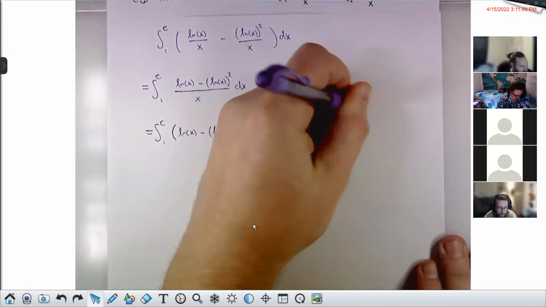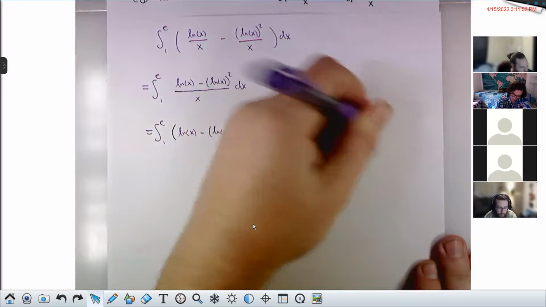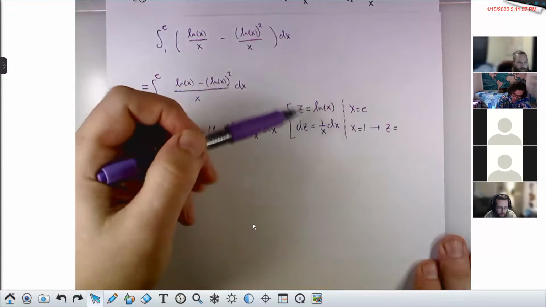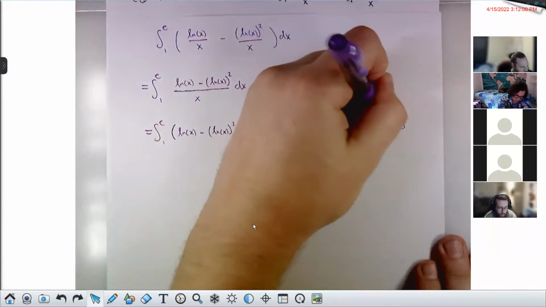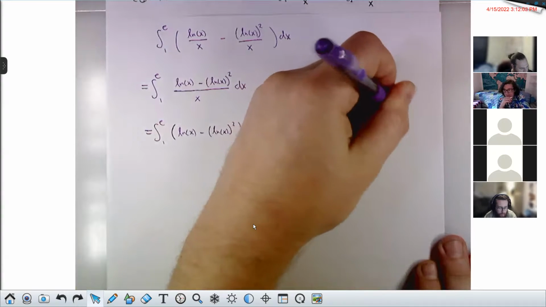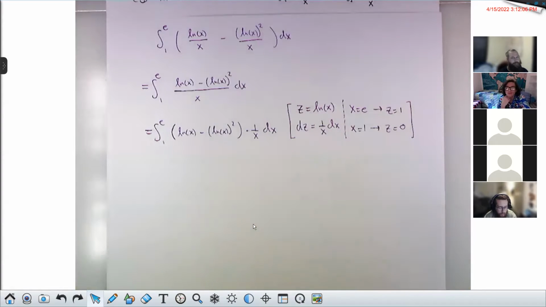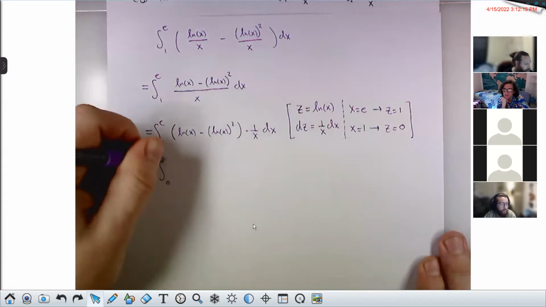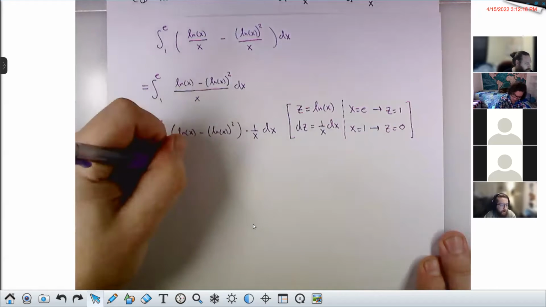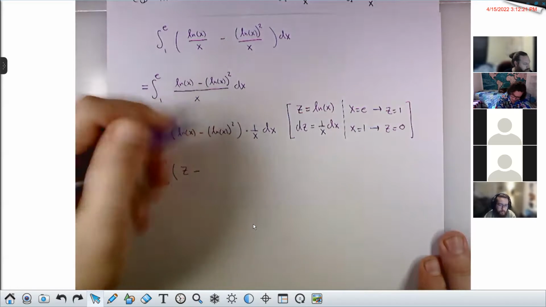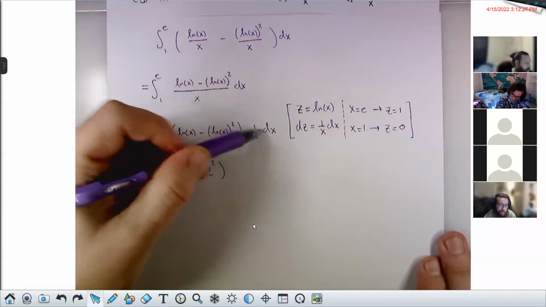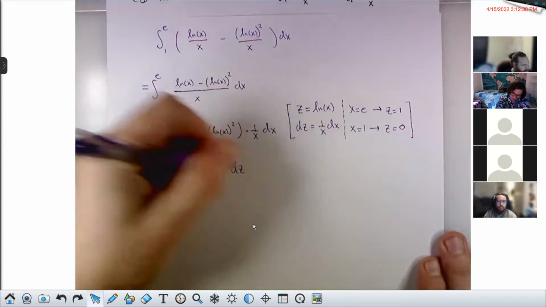So my old bounds were x equals 1 to x equals e. When x is 1, z is the natural log of 1, which is 0. When x is e, z is the natural log of e, which is 1. So this is going to become the integral from 0 to 1 of ln x, that's z, minus ln of x all squared, that's z squared. And this couldn't be more beautiful. 1 over x dx is exactly dz.